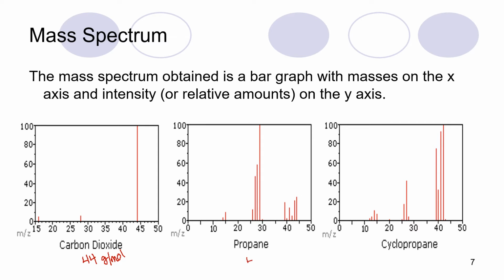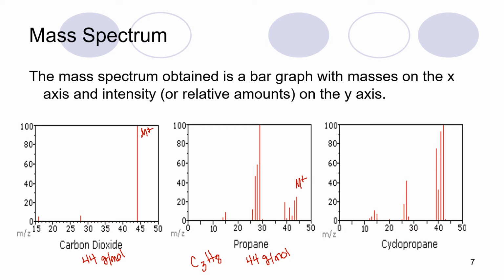Propane also has a mass of 44 grams per mole. This one's a lot different because, of course, that's C3H8. And so, again, it's got the M, and we call this the M plus peak, which we'll talk about in just a second. But the highest peak is 44. That's the complete molecule coming through. But you can see that it's also gotten some fragments. So actually, there's one at 43, which means that a hydrogen has broken off.